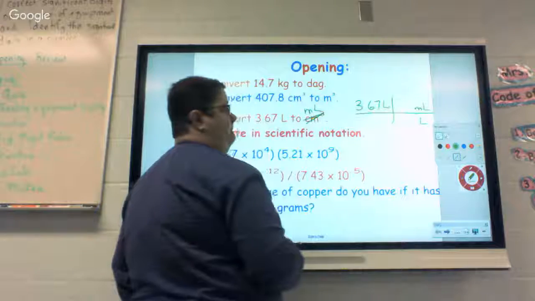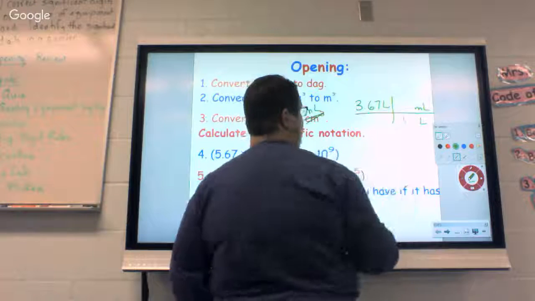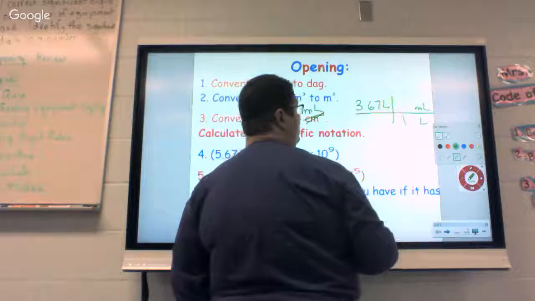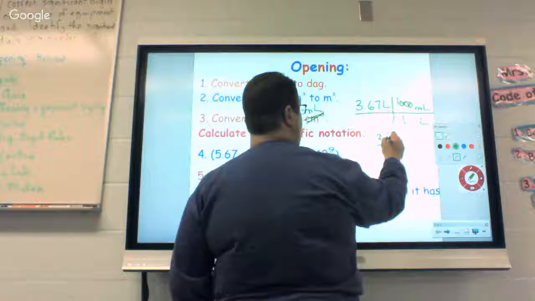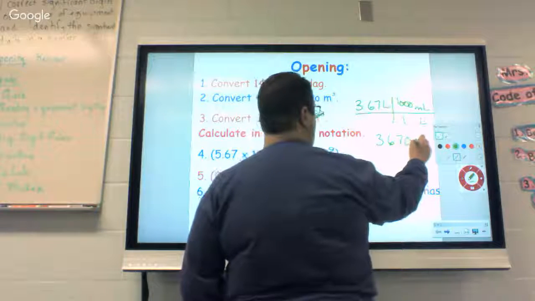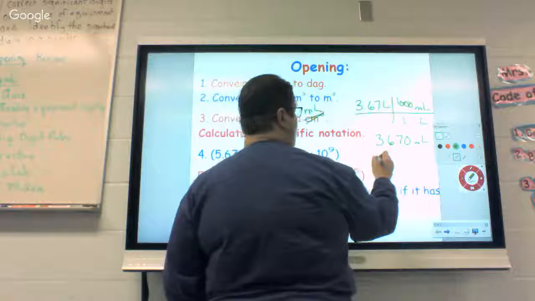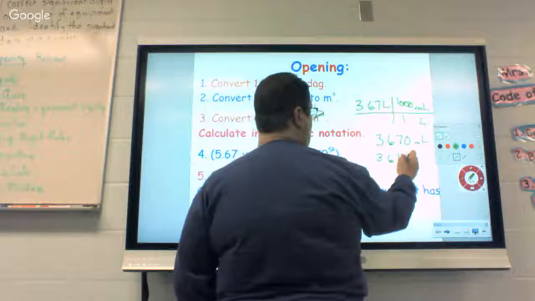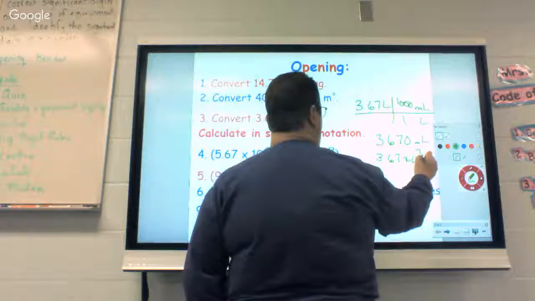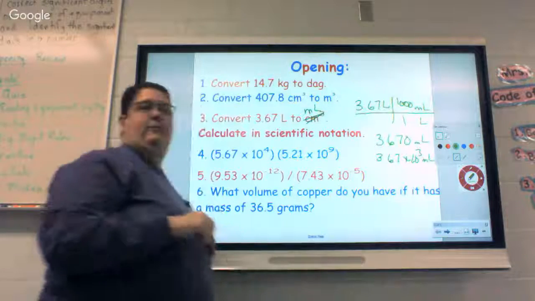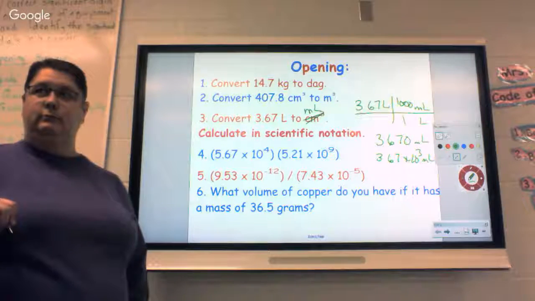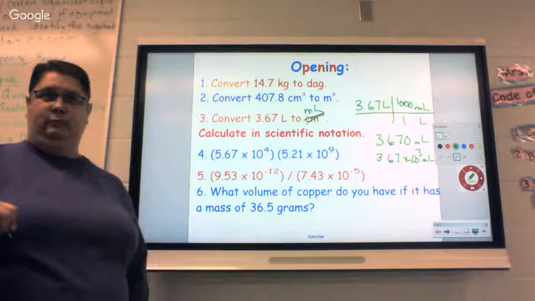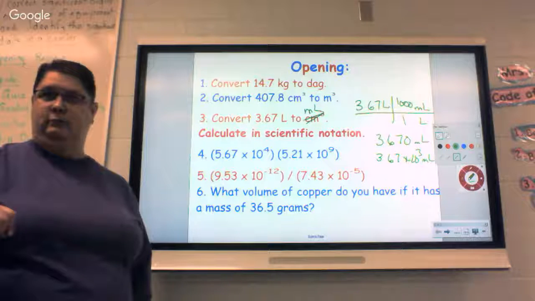Who's bigger? How many spaces between liter and milliliter? So 1, 2, 3. You get 3,670 milliliters. You can leave it like that, or 3.67 times 10 to the third milliliter. Either answer is acceptable. I will grade it either way. Question? Yes, no? If you have one, just ask.